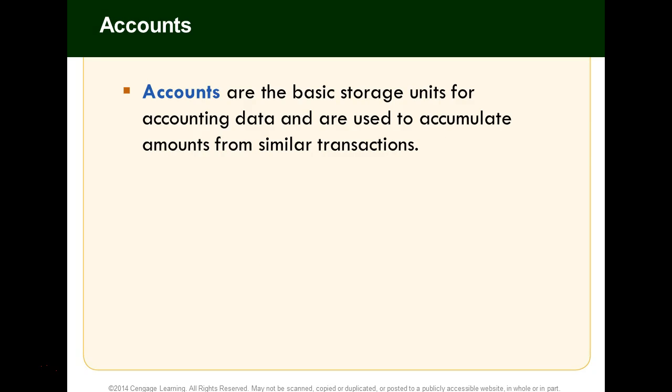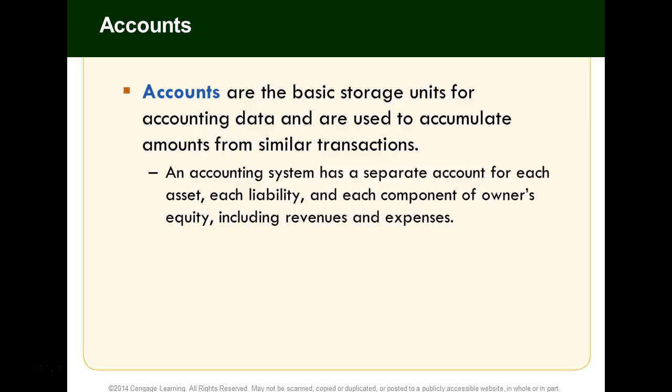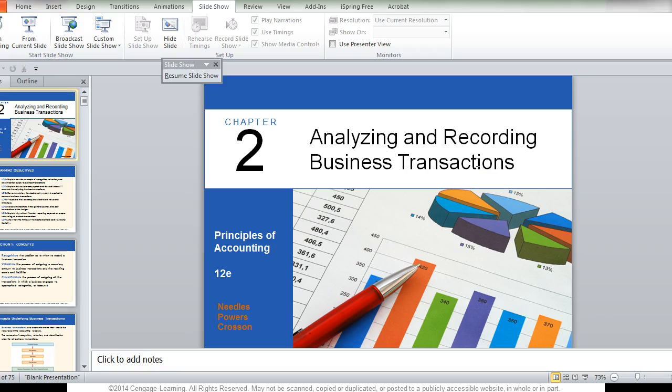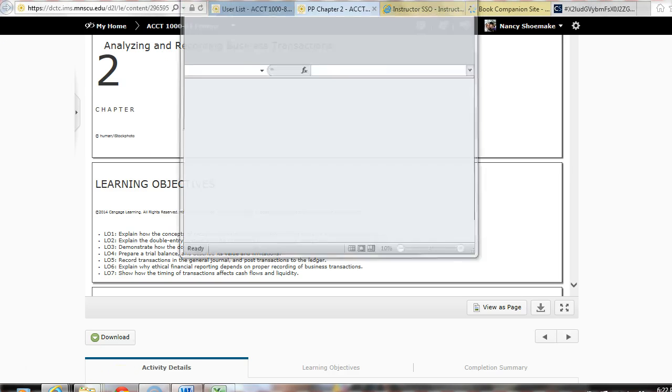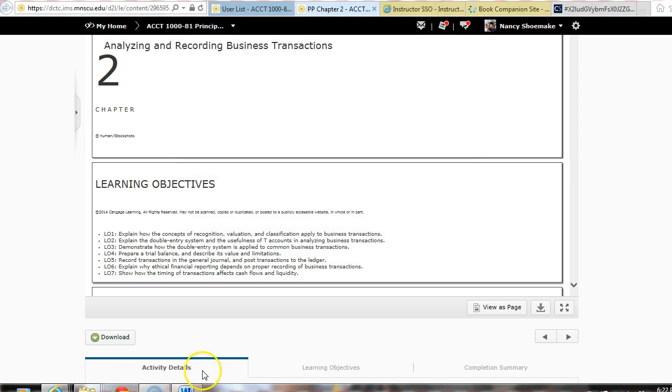So, when we have these various accounts, which is like our little storage place for storing transactions, we have this account that we put information in based on various accounting data. And these accounts accumulate the same type of transactions. So, for example, we have assets, we have liabilities.